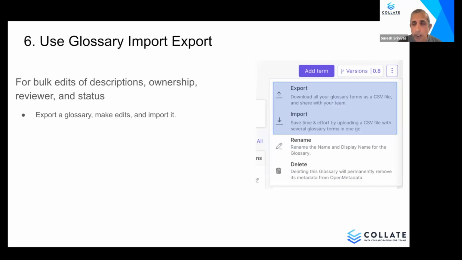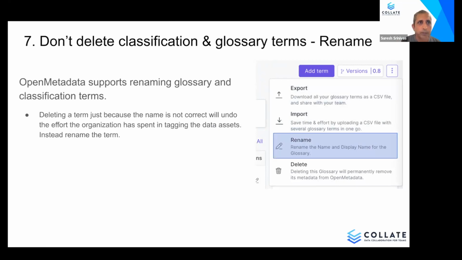Use glossary import and export. I demoed this to you, and in my demo, I was trying to show you how you can import a lot of terms all at once, but you can also export your glossary anytime and then edit the descriptions so that you can do this in bulk. You can use the power of spreadsheets to set multiple reviewers, owners, and things like that all at once, and then you can import it back, right? So use the power of import and export.